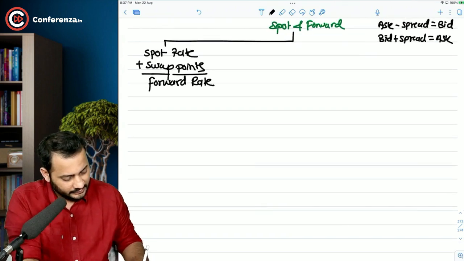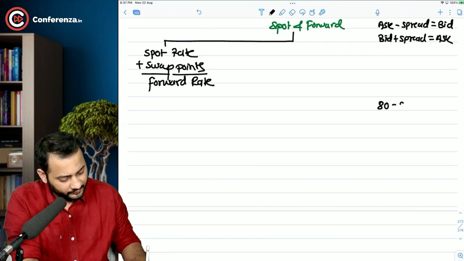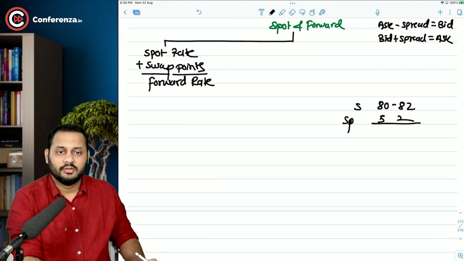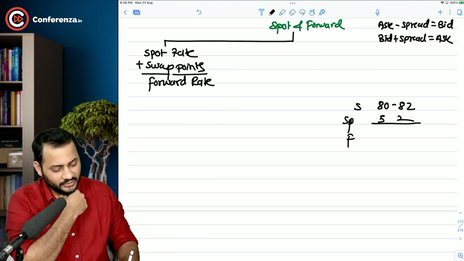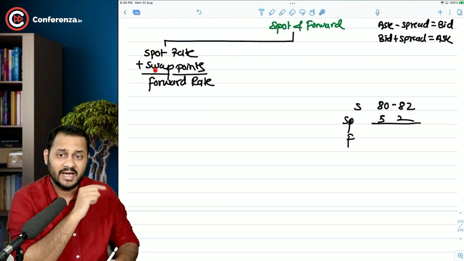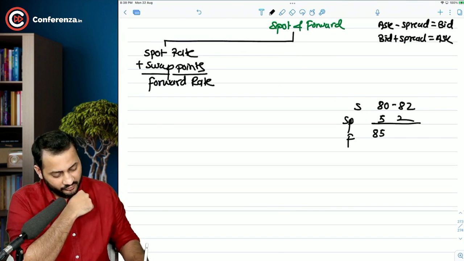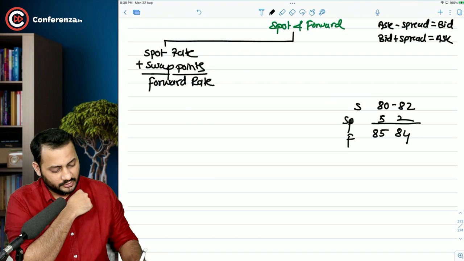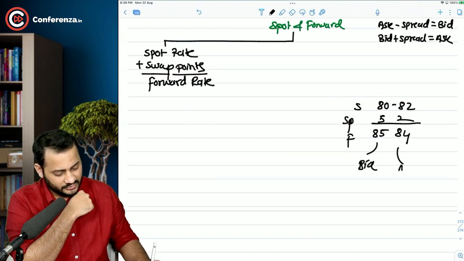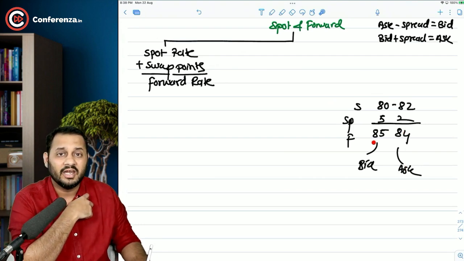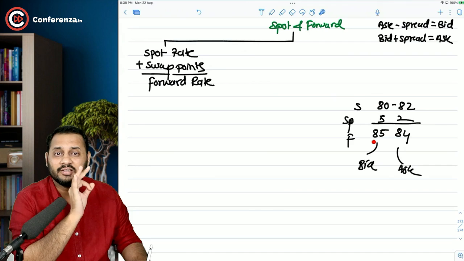But let me give you another example. 80, 82 is the spot rate, and let's say the swap points are 5 and 2. So how to calculate the forward rate? Sir, you just explained to us that we have to add the swap points to the spot rate. So let's add it. It becomes 85 and it becomes 84. So this was the bid and this was the ask. Is it possible to have an ask rate which is lower than the bid rate? Never. Never is this going to happen.